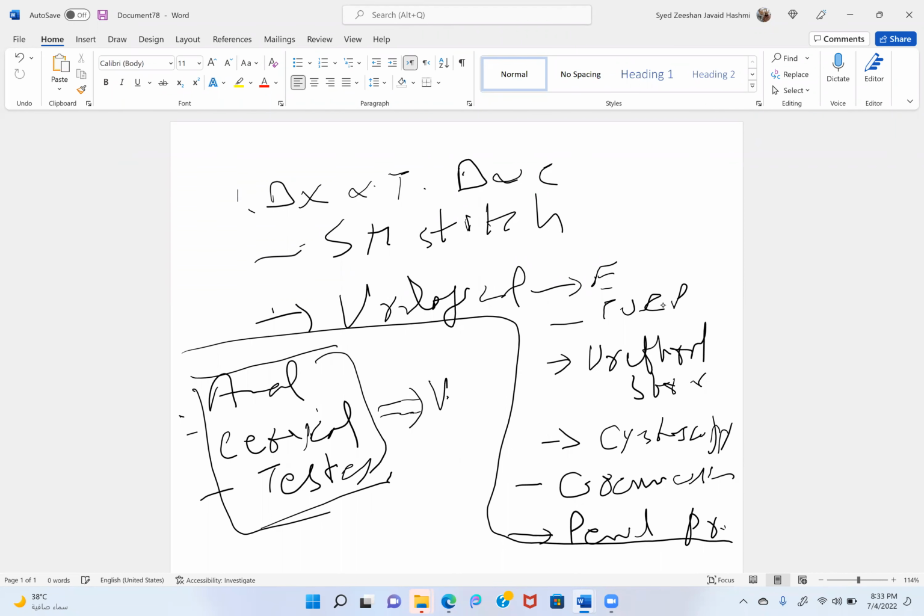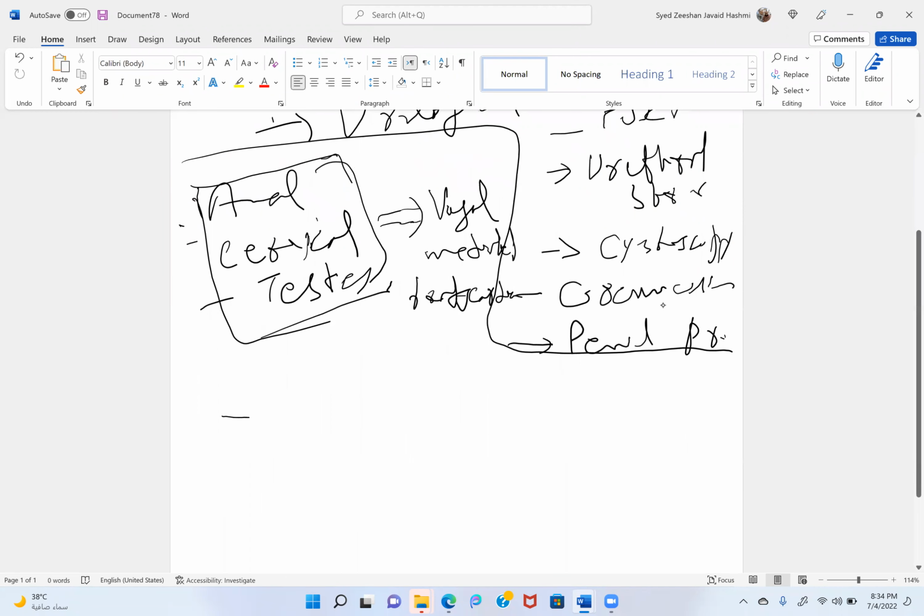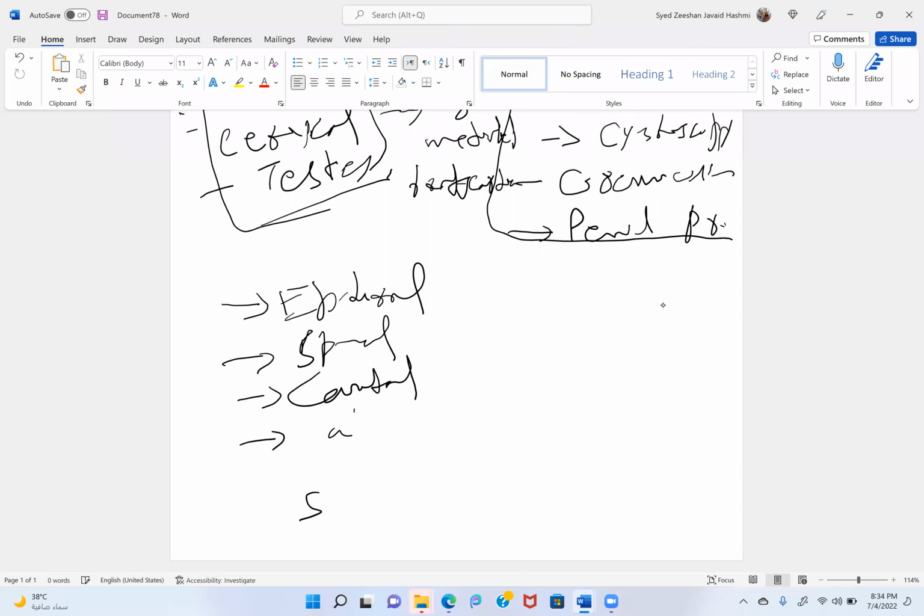So for that purpose, even if you are giving general anesthesia, adding some analgesia which covers it is not a bad idea. What are the options? We will just discuss shortly. One option is epidural, one is spinal, one is caudal, one is saddle. What is the difference between saddle and normal spinal?